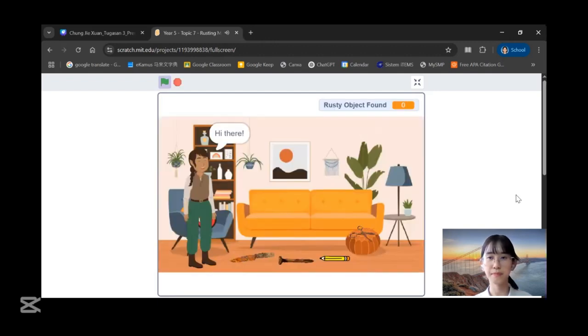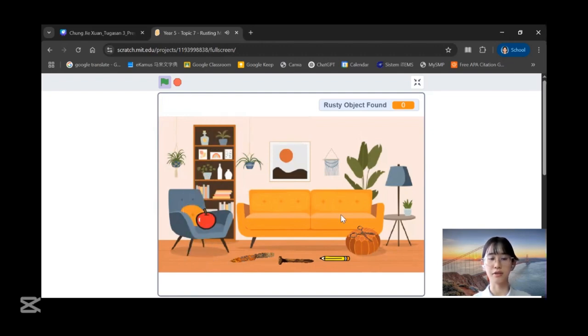Hi there! Can you spot which things are rusty? Look for objects with a reddish-brown layer. There are 3 objects that are rusty. Look for objects with a reddish-brown layer. Once you find them all, I will tell you more.